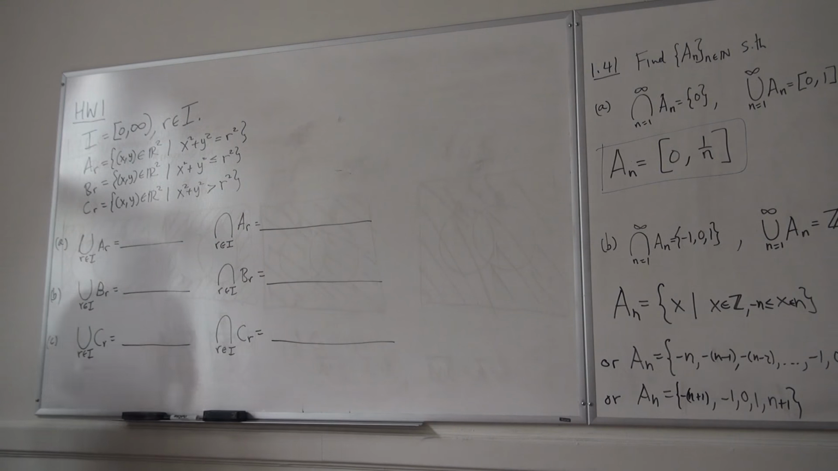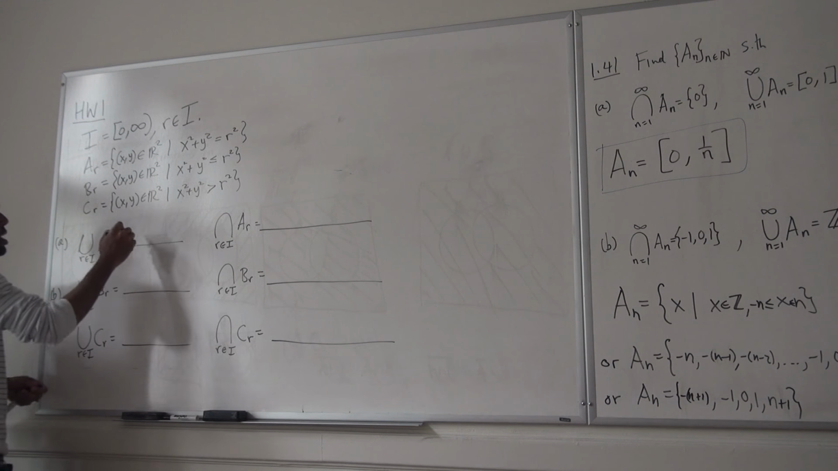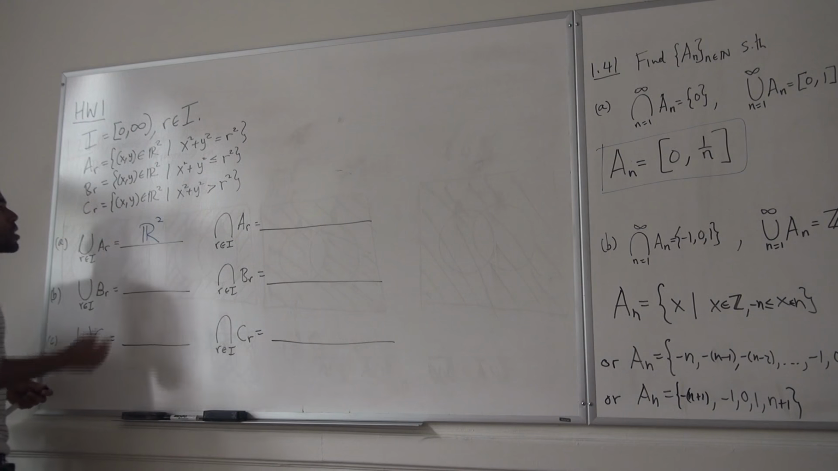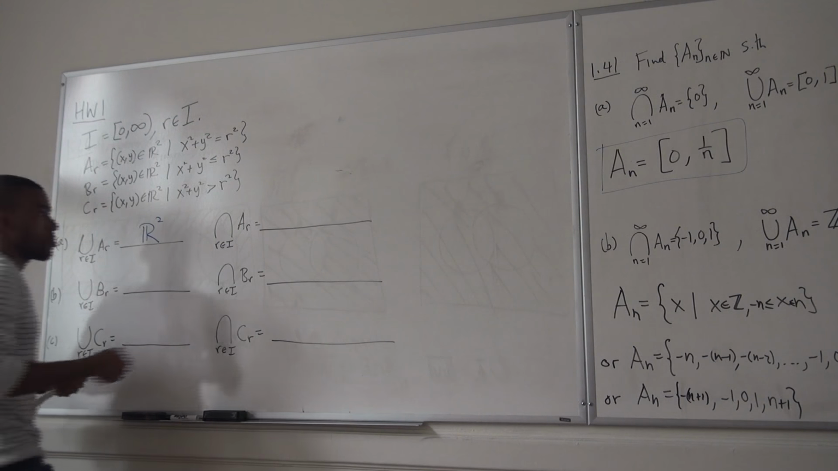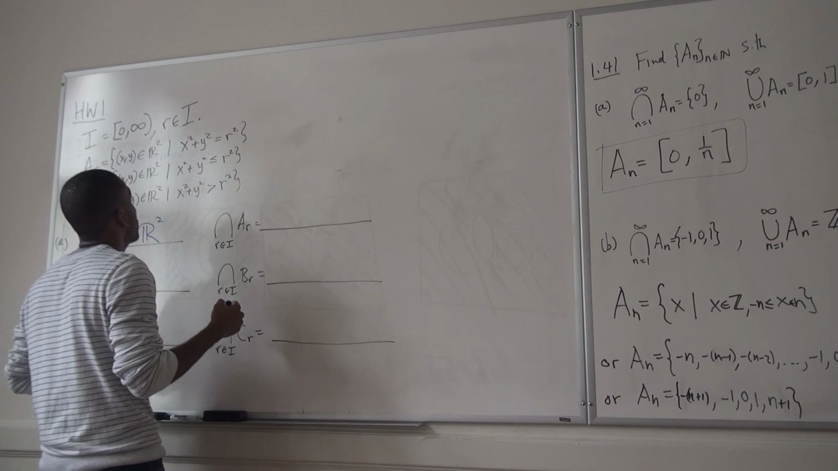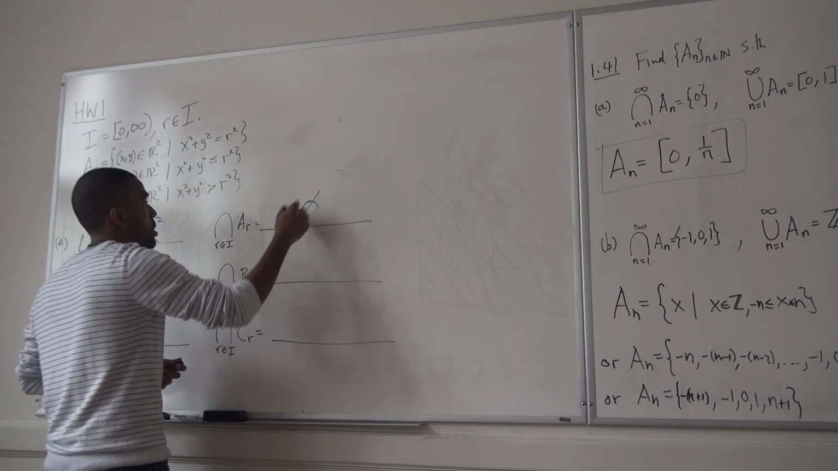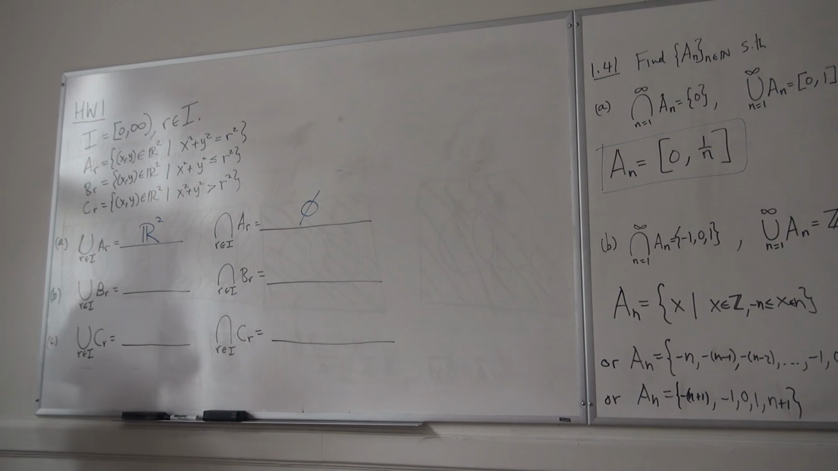What were the answers? For A, the first part is R2, like all of this set, every point in R2. Yes, in fact, the union of all such sets A_r is all of R2. What is the intersection? The null set, or not zero? No, sorry, null set. It's actually the empty set. Okay. How do you know that?